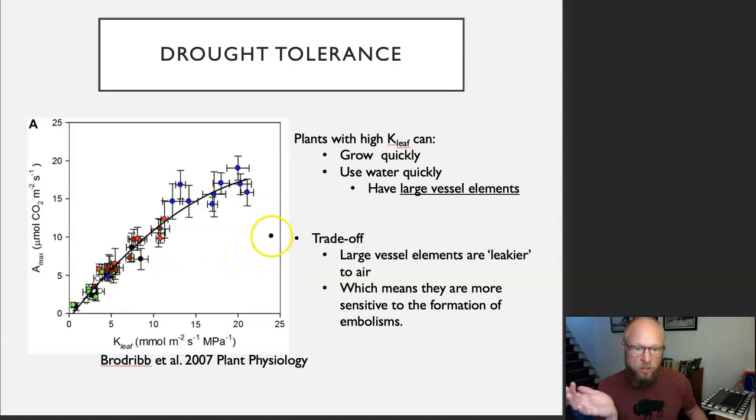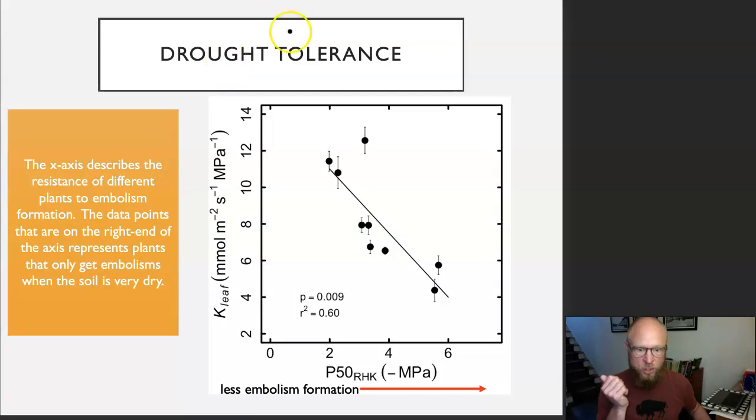So it turns out that larger vessel elements, so these ones that have a larger radius, they're a bit leakier to air. And so what that means is that air gets in easier, and so there needs to be less tension on the water column to pull air in and cause an embolism in plants with large vessels. So here's just some data showing this trade-off. On the x-axis, this is the water potential that causes a 50% reduction in conductance due to cavitation. Take-home message is, as you move from the left to the right, you get less embolism formation.